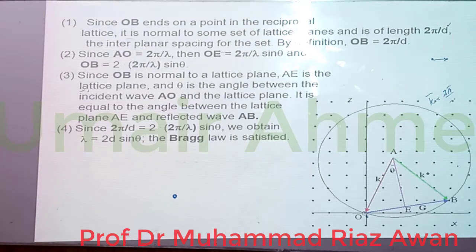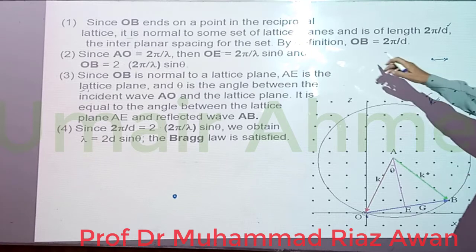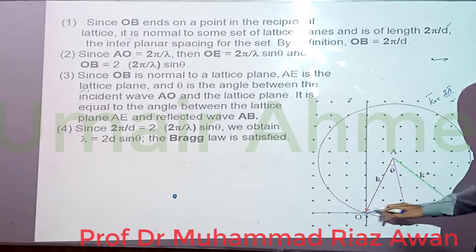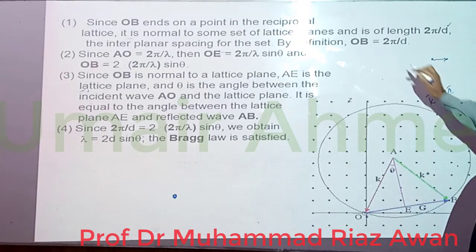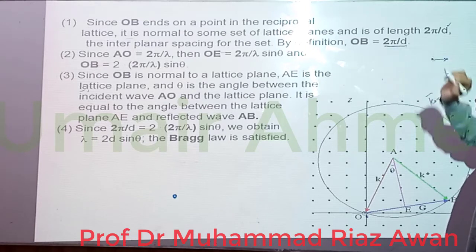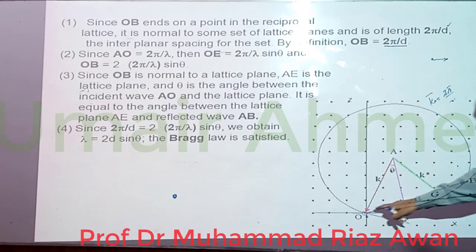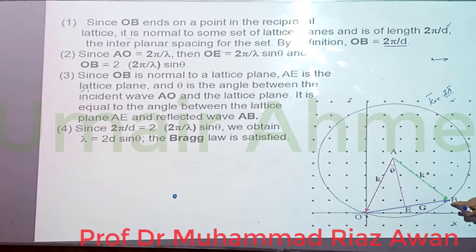Then, by definition, OB will be equal to 2 pi divided by d, because OB is a reciprocal lattice vector, and a reciprocal lattice vector is 2 pi divided by d1 or 2 pi divided by d2, etc., etc.